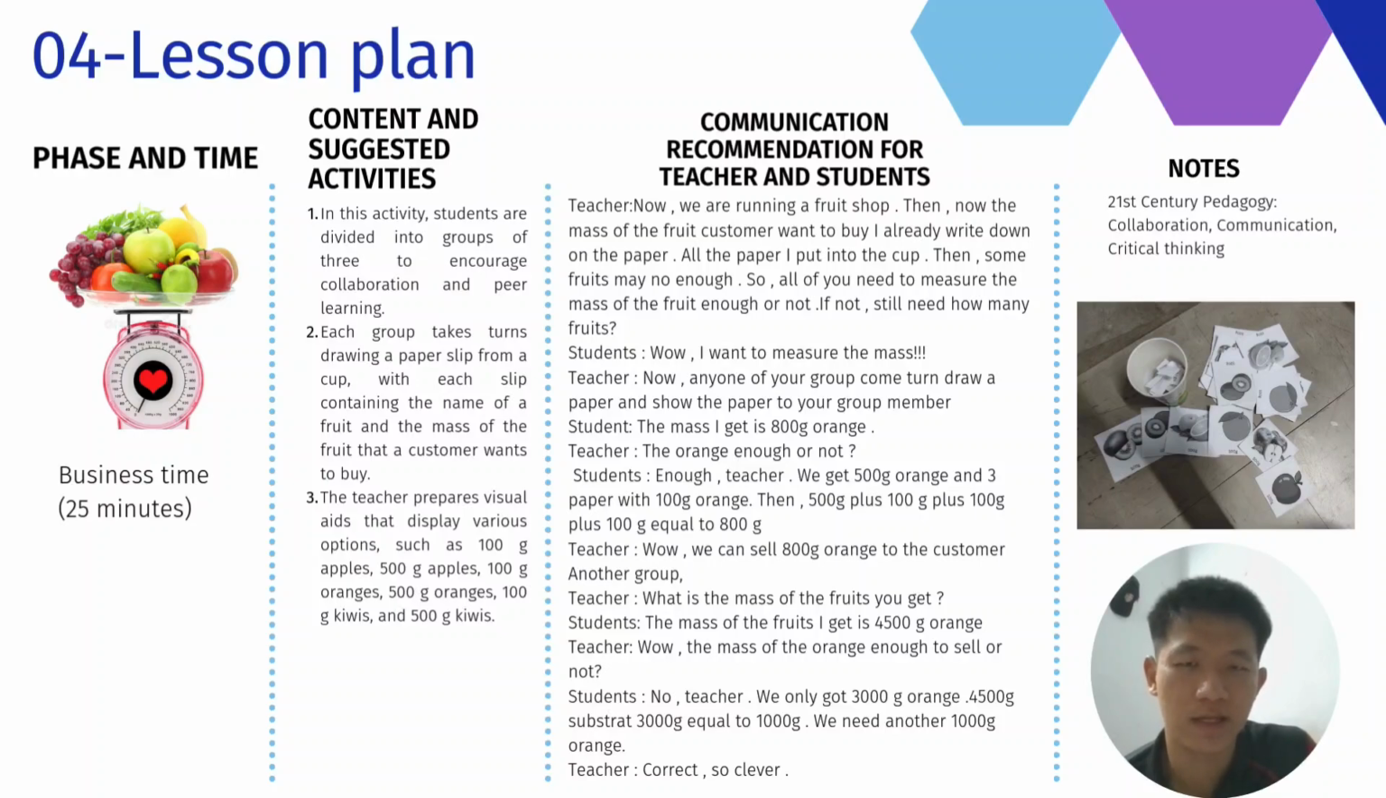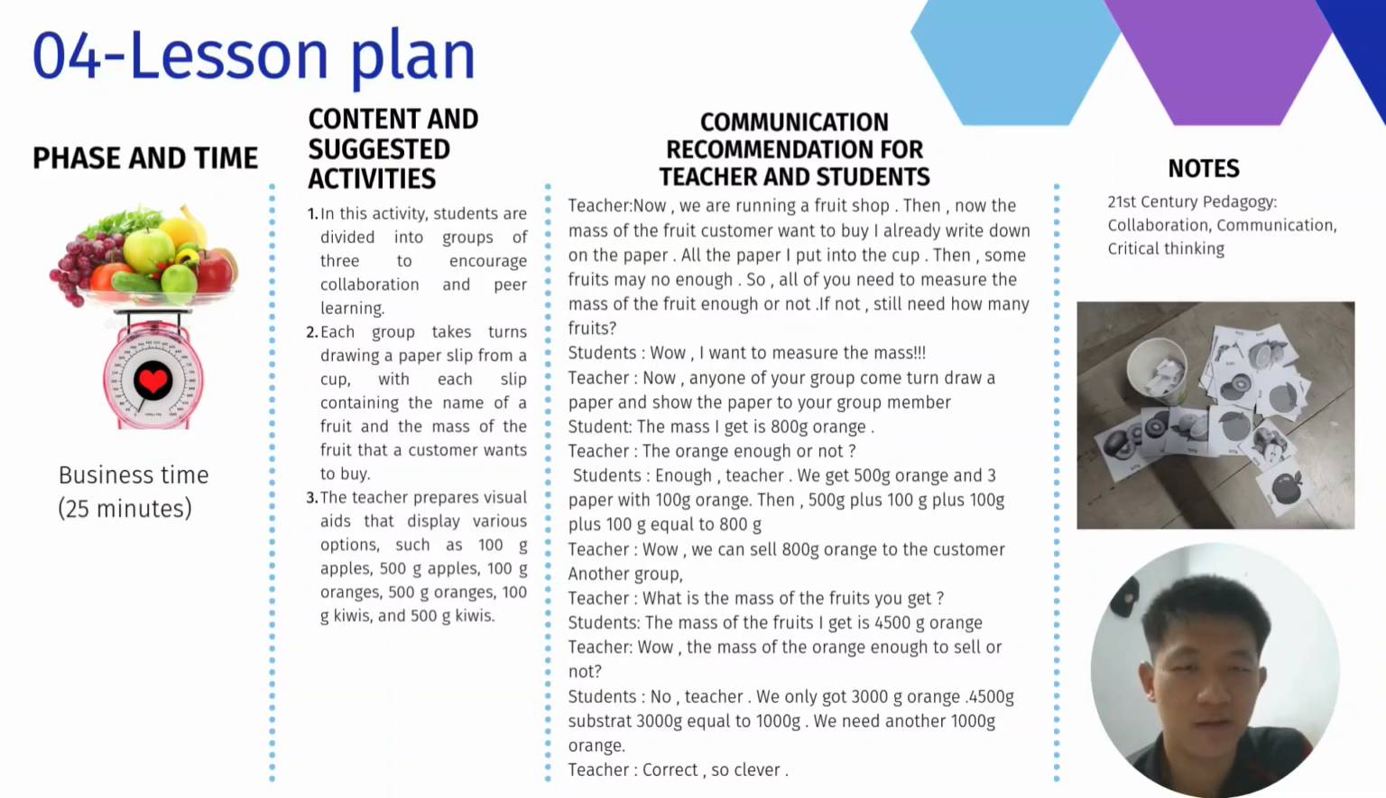Students would like to volunteer themselves to measure the mass of fruit. Now, anyone of your group come and draw the paper and show the paper to your group members. Then one student comes to draw the paper. The mass I get is 800 gram orange. The teacher may ask the group members, is the orange enough or not?